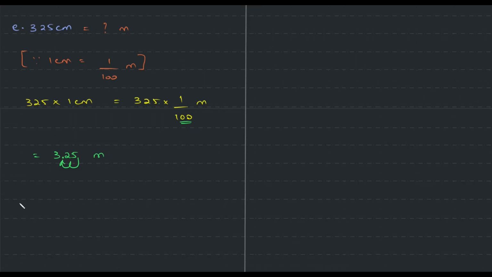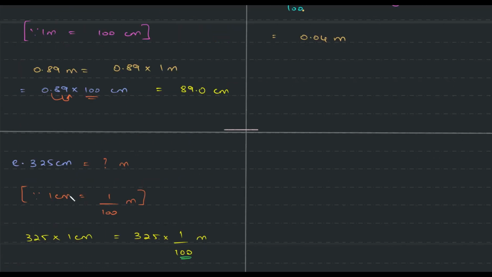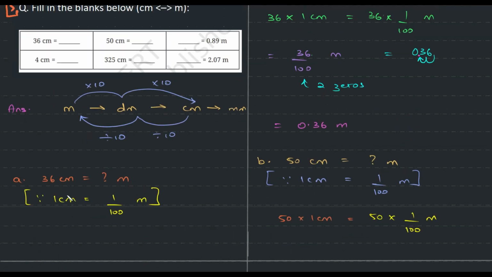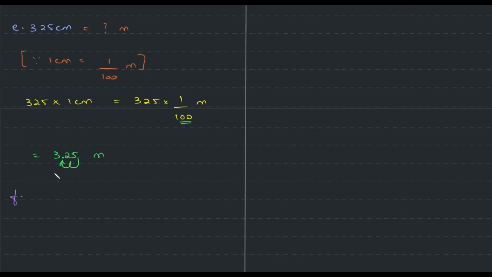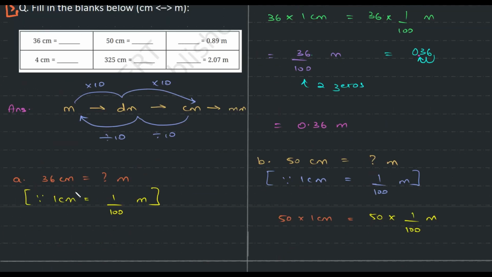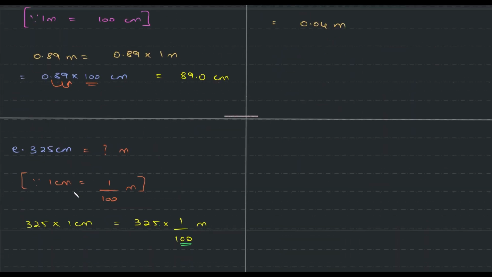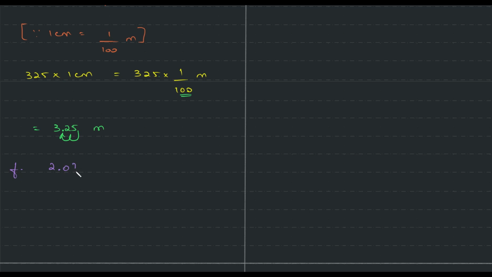Okay, then we have F. So dash is equal to 0.27 meters. Dash is equal to 0.27, right? Or 2.07. 2.07, right? 2.07 meters is equal to how many centimeters?